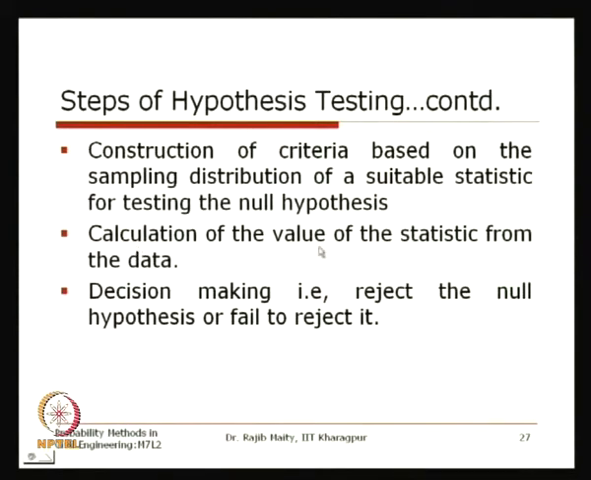Then, calculation of the value of the statistic from the data. Whatever statistic we have decided for the hypothesis test in hand, the observed value of that statistic, based on which we are testing this hypothesis, should be obtained. And the final step is decision making, that is, reject the null hypothesis, or fail to reject the null hypothesis.